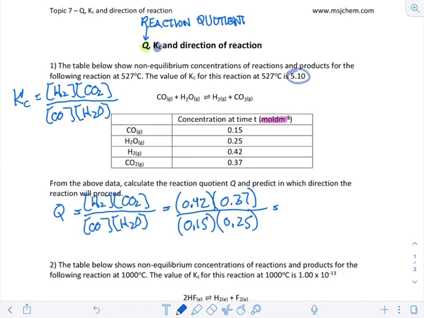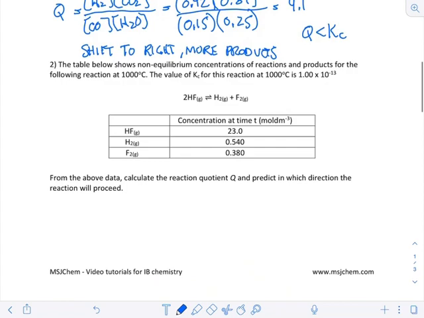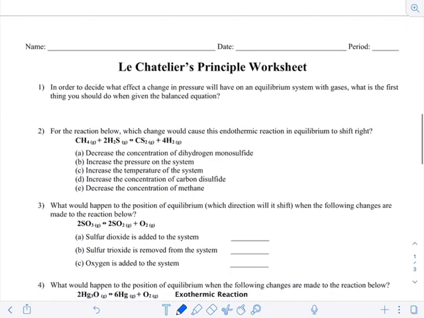Okay, and when you do the math, you come up with 4.1. So notice that Q is less than Kc, okay? So since Q is less than Kc, it needs more products, so it'll shift to the right. Okay, so I'm going to have you do this second reaction quotient.